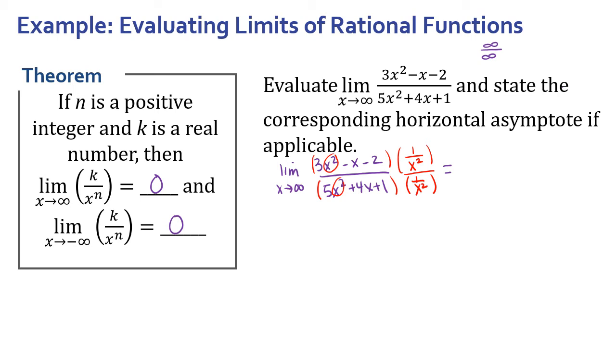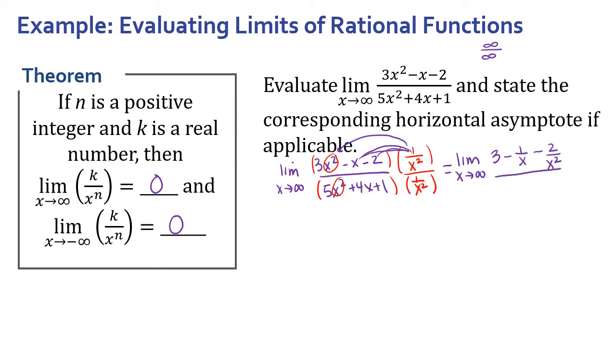So when I do that, watch what happens. When I distribute this to here, I'm going to get 3x squared over x squared, which is 3. And then here I'm going to get minus x over x squared, which reduces to 1 over x, minus 2 over x squared.